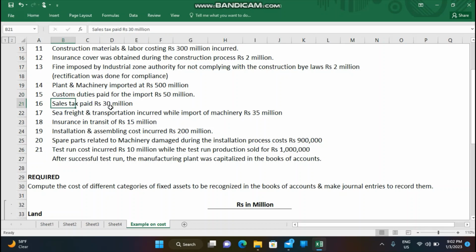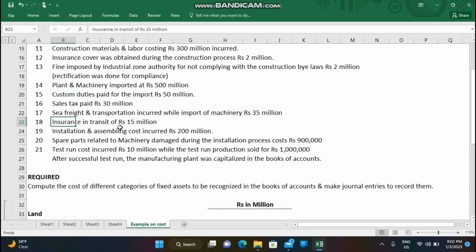Sales tax paid at rupees 30 million, and we all know that in some countries we have to pay sales tax at the time of importation, and this is a non-refundable sales tax. So this 30 million will be included in the cost of plant and machinery. Next is sea freight and transportation incurred while import of machinery, rupees 35 million. They incurred some transportation cost for bringing the plant and machinery into their country. This is an unavoidable cost, so it will be a directly attributable cost and it will be added into the cost of plant and machinery. So 35 million will be added.